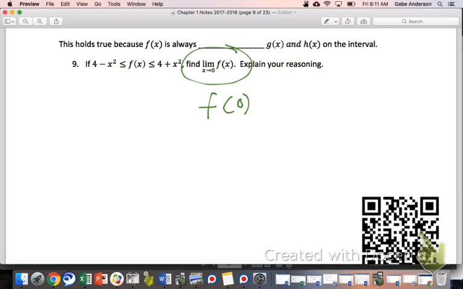So let's see if you can do that. Let's see if you can use that squeeze theorem, work with those functions to come up with that limit as x goes to 0 for f of x. I'll let you guys try that on your own for just a few minutes here. And again, did you see the squeeze theorem coming through here?